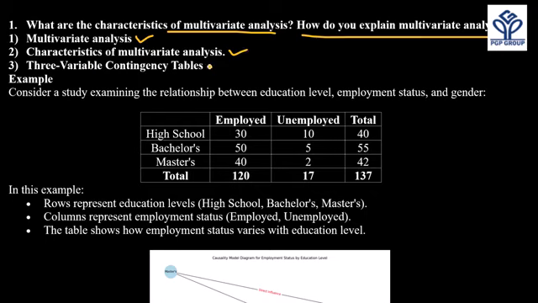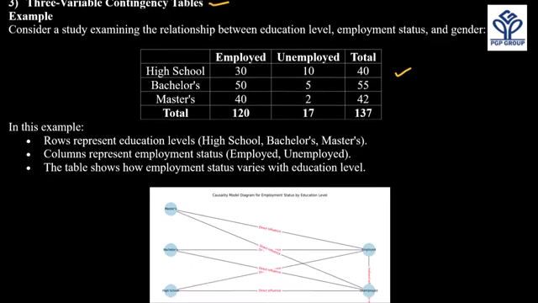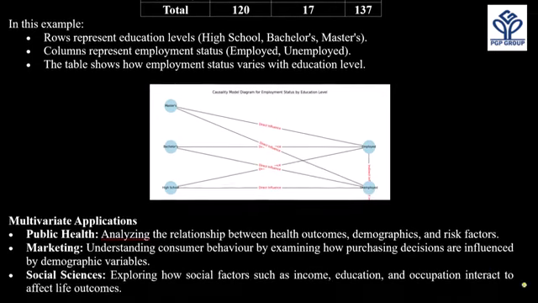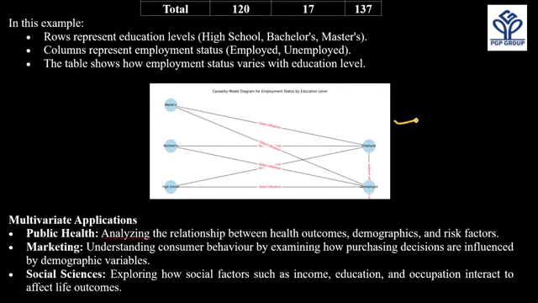Then the 3 variable contingency table. What is the table? What is the structure of the table? How to construct the table? Then you can give an example table. Then for this particular table, go for a diagram. You can just go for a causal path model. You can draw a diagram for these particular variables.